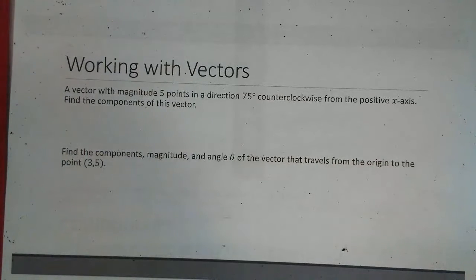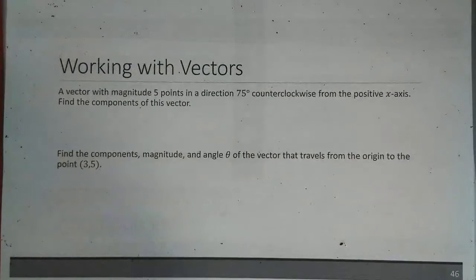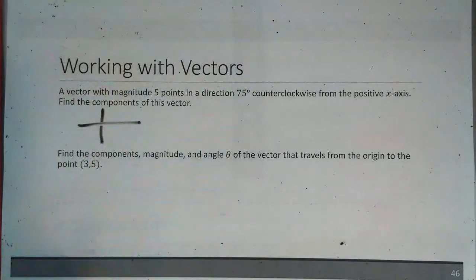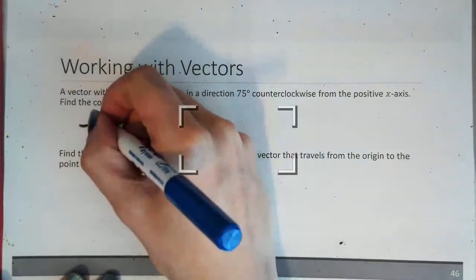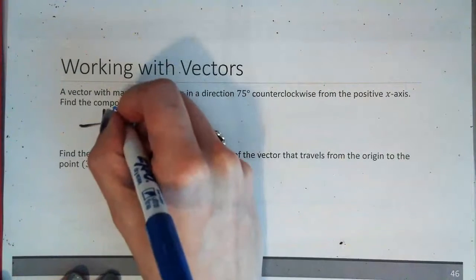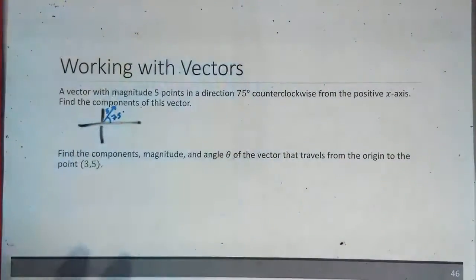So now we're going to see if we can work with these vectors a little bit. So first up, a vector with magnitude 5 points in a direction 75 degrees counterclockwise from the positive x-axis. Find the components of this vector. So I'm just going to start by making a very crude sketch. So if that is our Cartesian plane, this is going 75 degrees counterclockwise from positive x-axis. So that's going to be this way. We know this angle is 75 degrees, and then the length is 5.